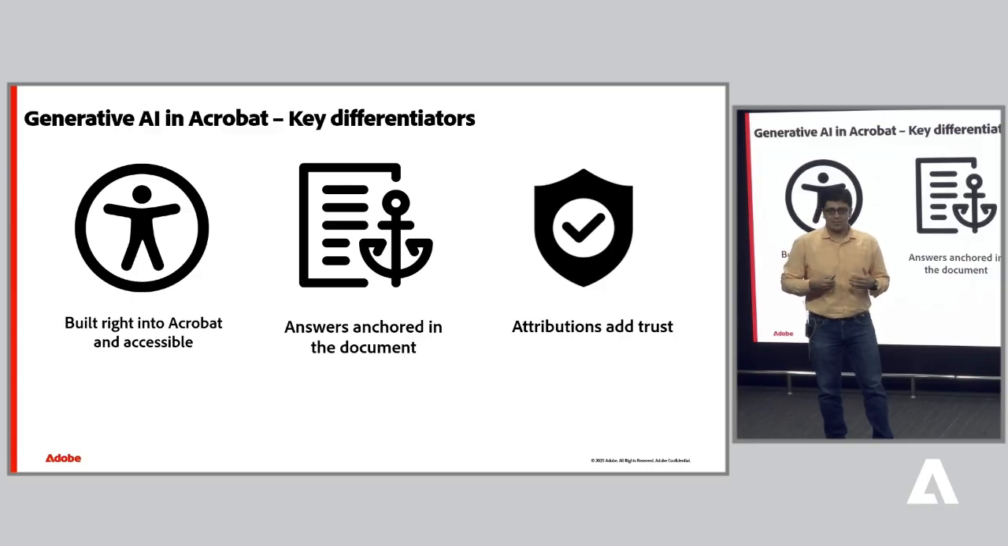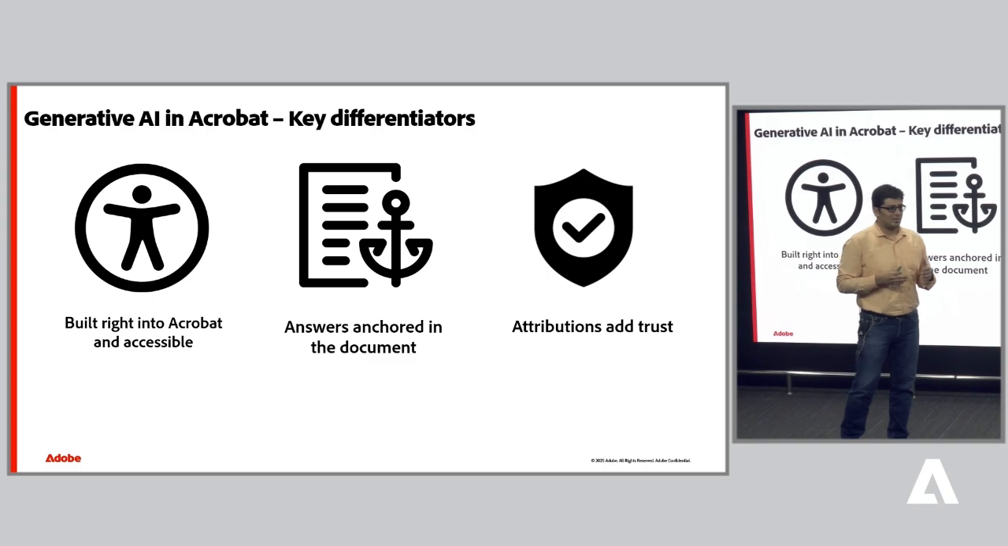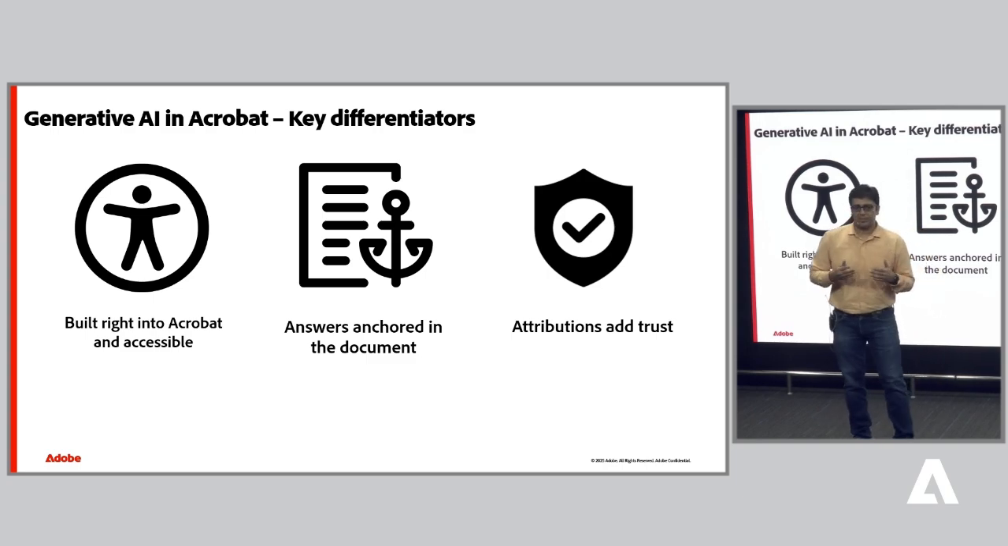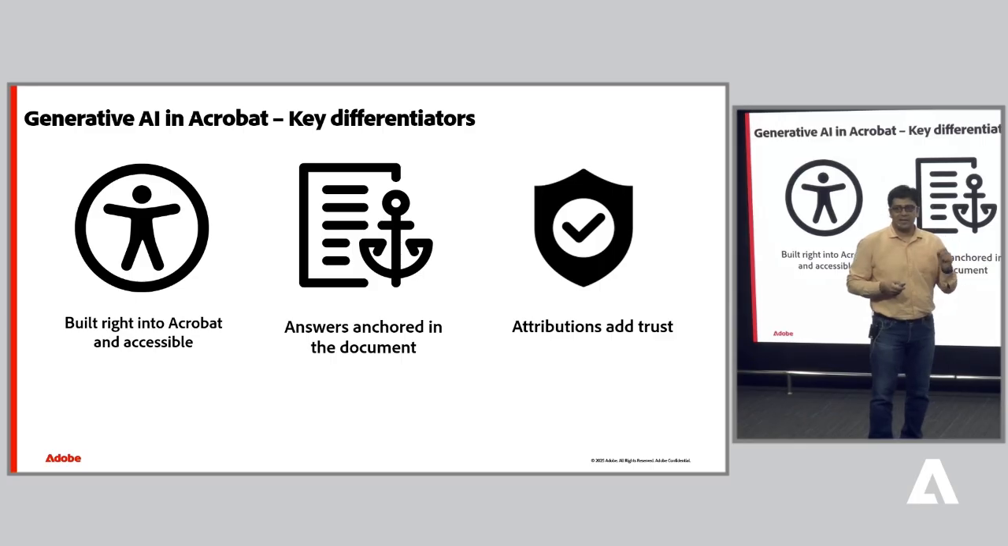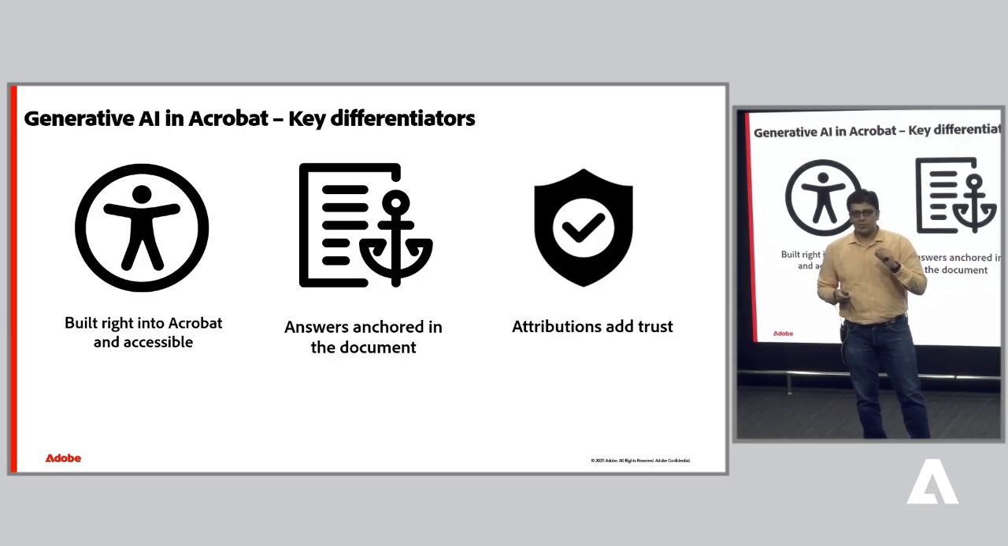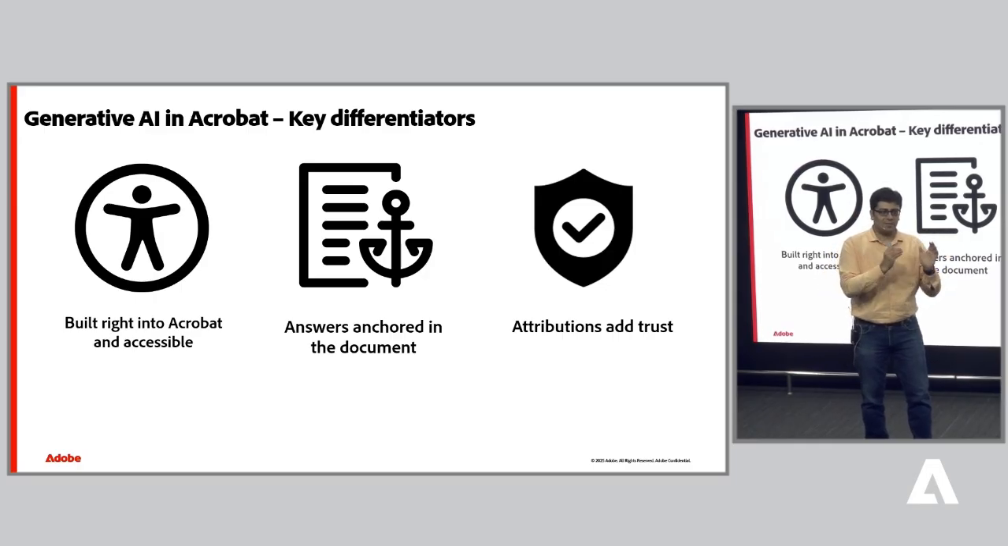Second, the AI responses that you're getting are anchored to the PDF. So Acrobat users get more trust that the responses are actually coming from the document's content only. As Vaishali highlighted during the demo, there are attributions to each response. Users can click on each response, and that will take you back to the document, where you can map that each part of the response is actually coming from the document's content.